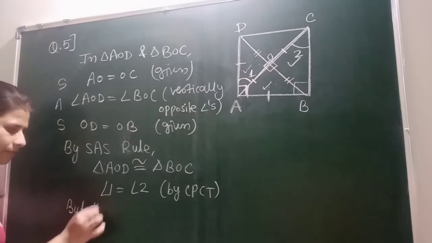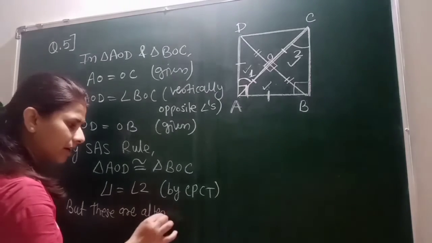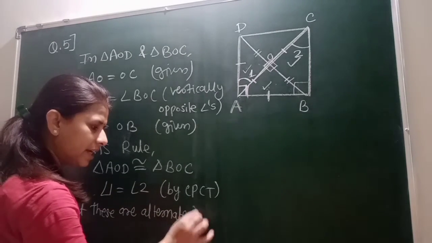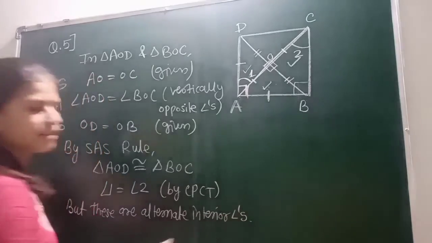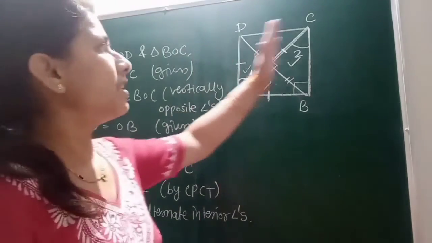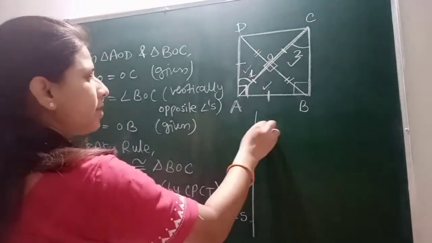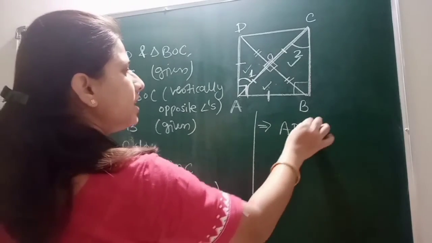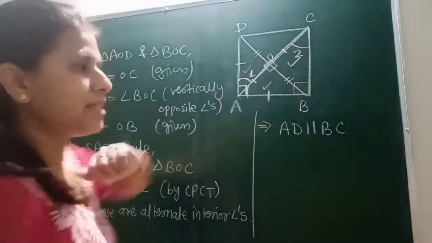But these are alternate interior angles. And as we know, when alternate interior angles are equal, then the sides are parallel. So what we will get? This implies that AD is parallel to BC. AD is parallel to BC.